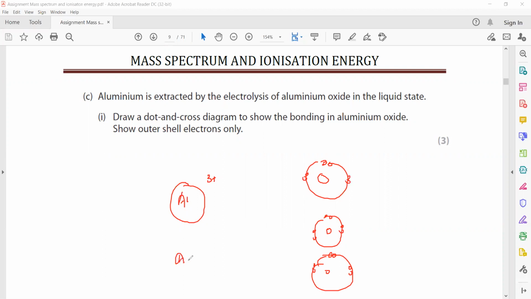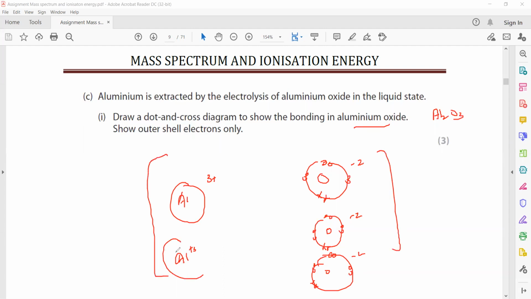So we should have 2 aluminium ions because the formula for aluminium oxide is Al2O3. So 2 aluminium ions and 3 oxygen, and each oxygen takes 2 electrons. So this is a dot and cross diagram for aluminium oxide, in which each aluminium loses 3 electrons, so in total it will lose 6.